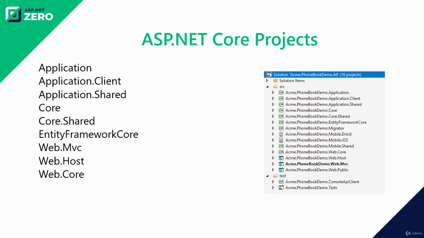Web.core contains some shared code used by the MVC and the host project. And web.public contains, well, a separate public website. We won't be exploring that one any further in this course. The migrator project is used for database migrations with EF Core. Finally, there's also several test projects containing the unit and integration tests for the application.